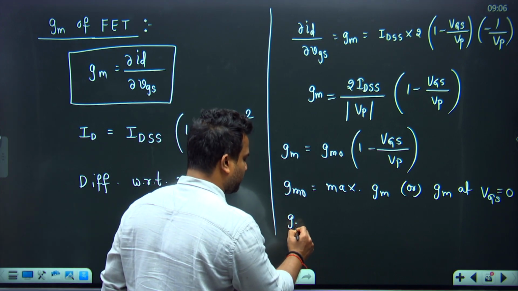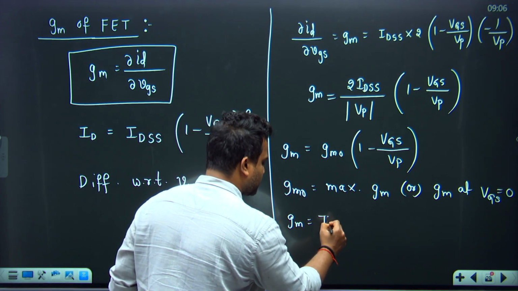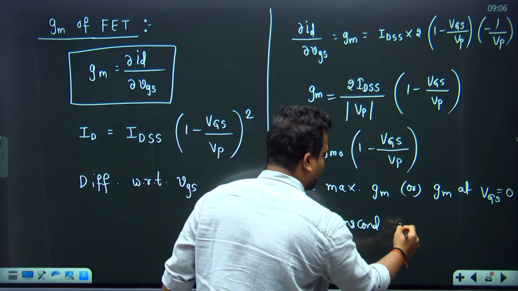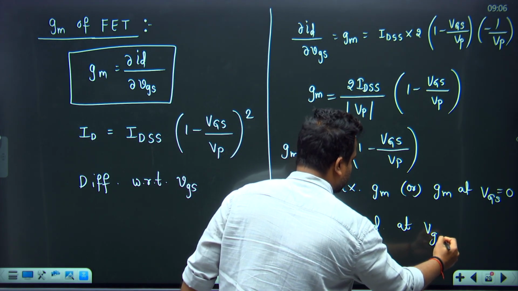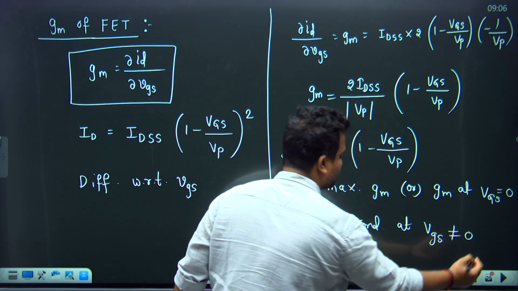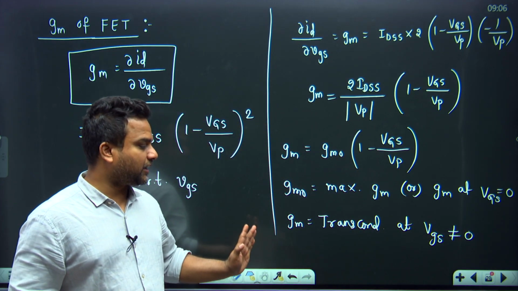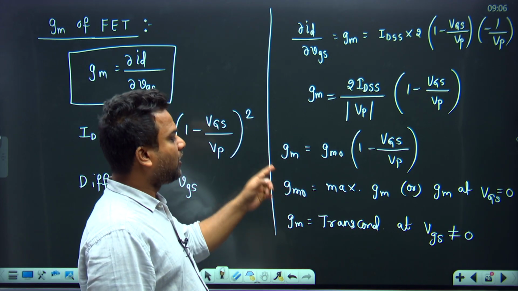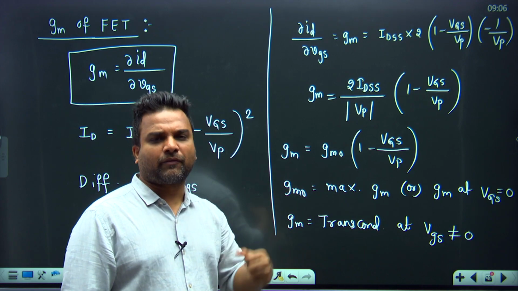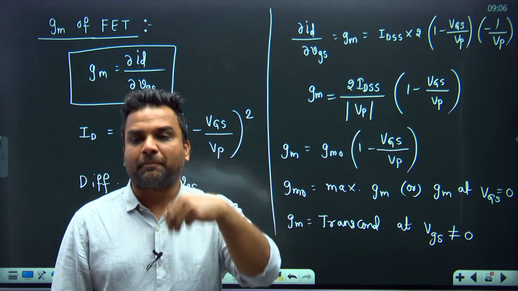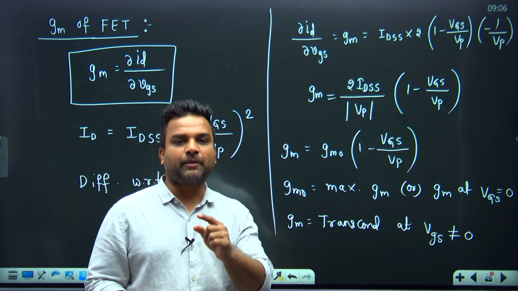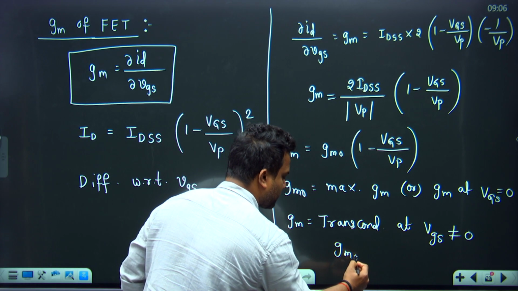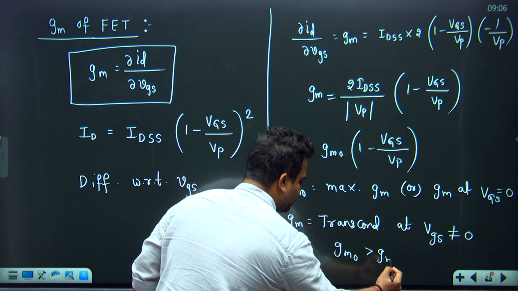If it is GM, that is transconductance at VGS not equal to 0 guys. This is what GM naught. Now you see guys, here the GM naught will be the maximum value, because there only you get maximum current, remember. So here GM naught is greater than GM.